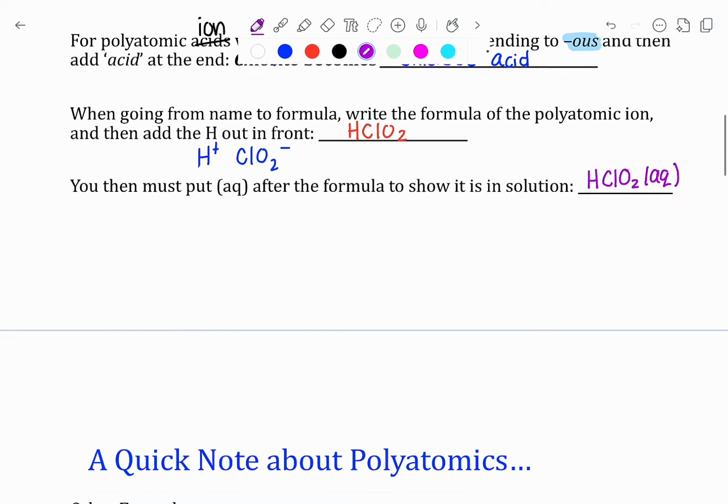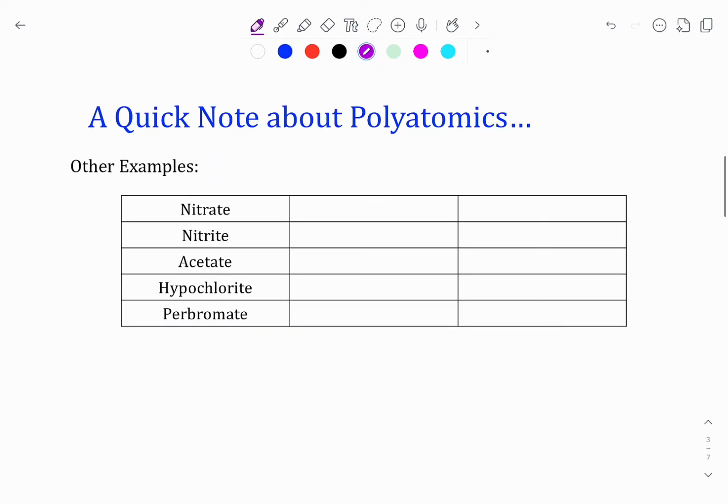So let's go through a few more examples of naming these polyatomic acids and also writing their formulas. So for this table, I want us to write the name first and the formula second. Now, if it's easier for you to understand to go from formula to name, then you can write it that way as well. Or if it's easier to go from name to formula, that's fine. As long as you're understanding it, that's all I care about.